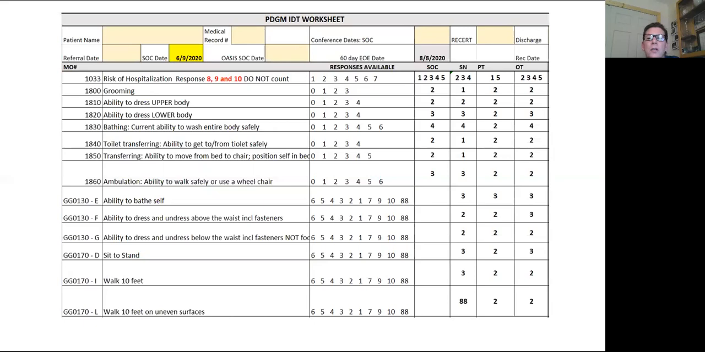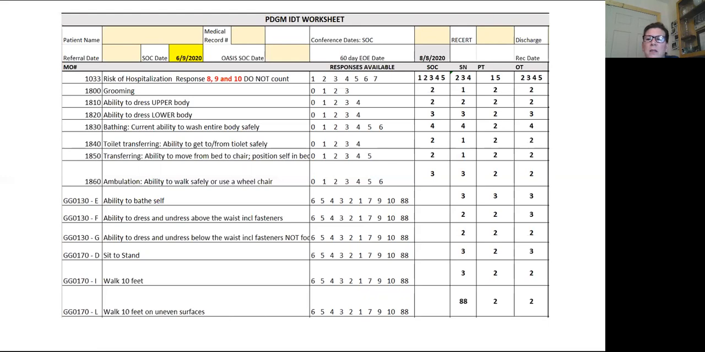This is the worksheet that we use to prepare for in-case conference when you guys submit your OASISs and your evaluations. We look at the functional scores that were assessed by each clinician during the start of care or recert OASIS process. We review the OASIS, referral information, iterator forms, assessment summaries, assessment tools, and the SHP analysis.